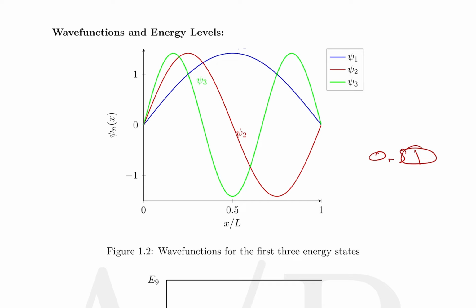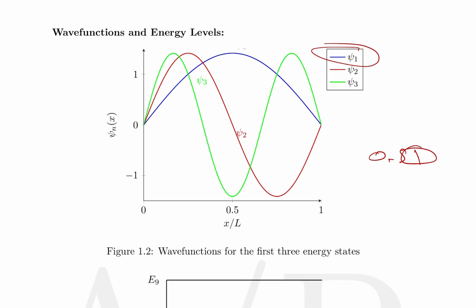So here we can plot the energy levels and the corresponding wave functions. We have shown here the blue one is wave function psi1. So this is the psi1 graph. Okay, this line is psi1, and then the red one is psi2, the second state, and the third state is psi3. This is the plot for psi3. So it is a psi n versus x by L graph.